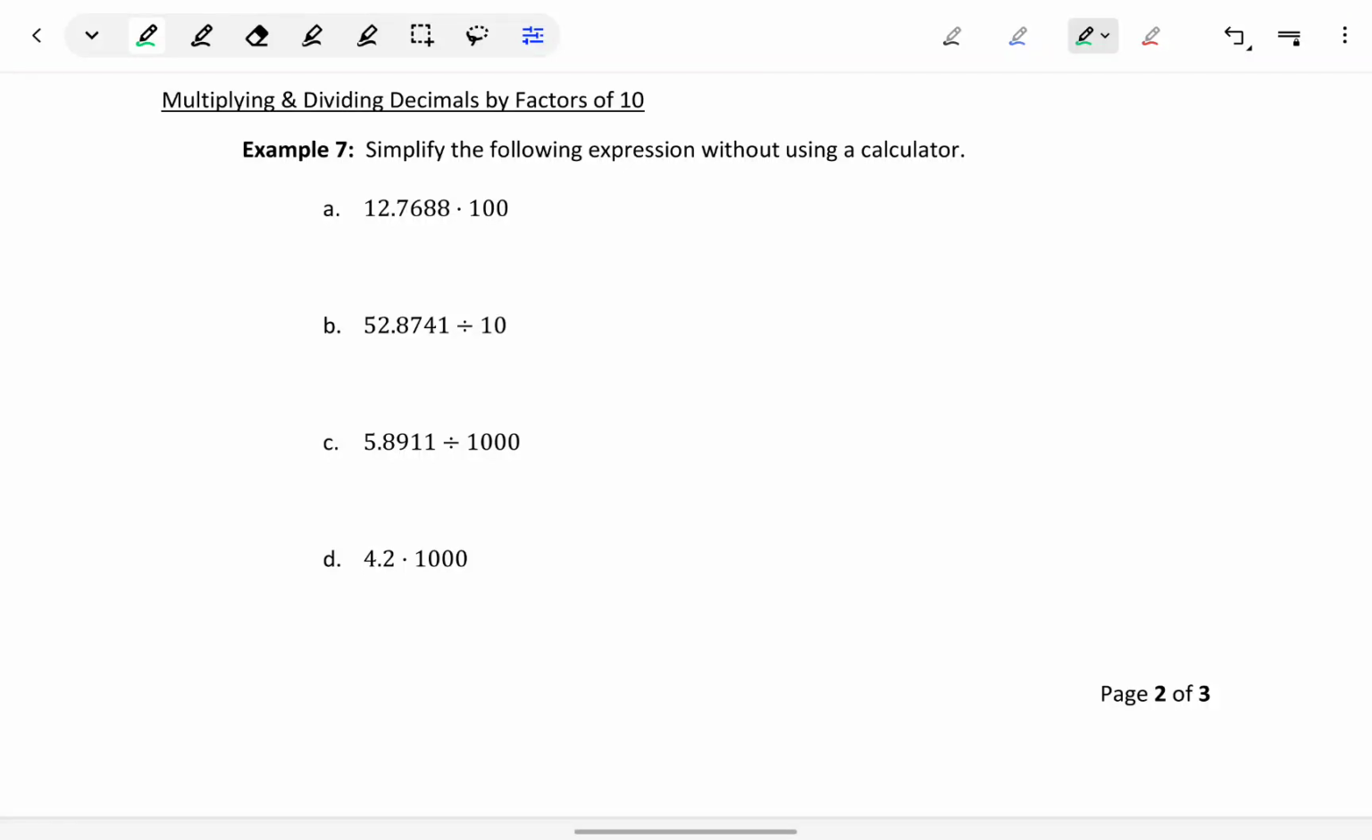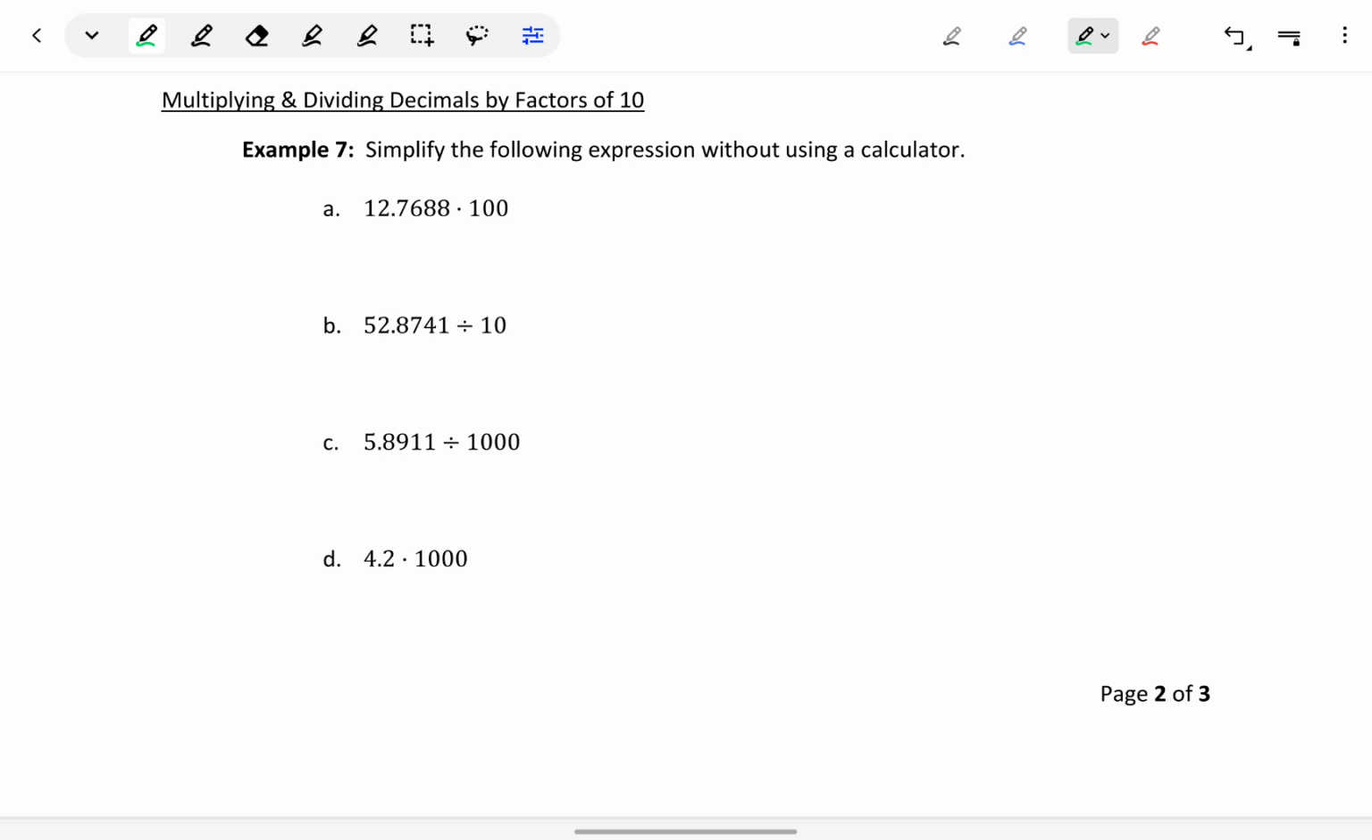We're allowed to use a calculator in this course, but there's some arithmetic that's actually quicker to do in our head if we know some of the rules and shortcuts. For instance, multiplying and dividing by factors of 10 just boils down to sliding the decimal place either to the right or to the left.